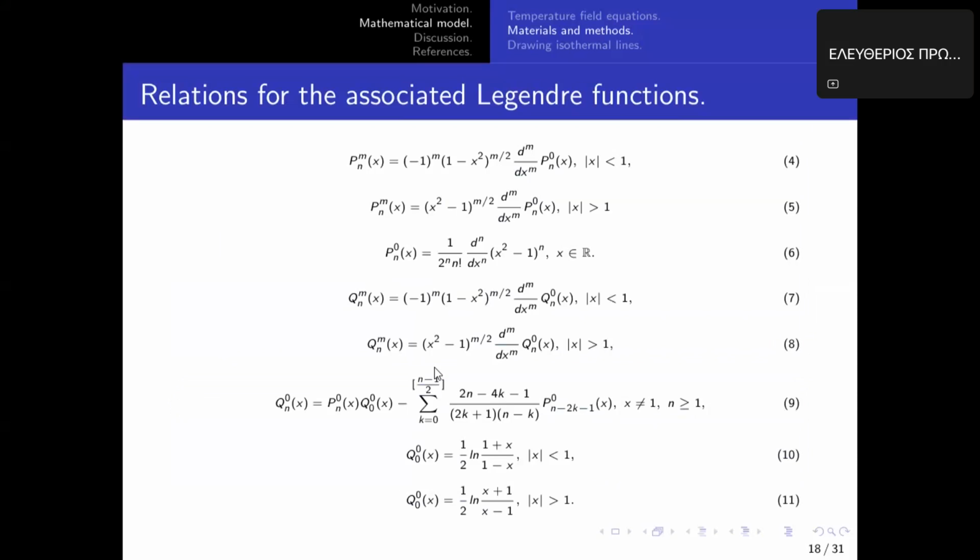These are the definitions of the associated Legendre functions of the first and the second kind, P and Q respectively. You can see that there are differences in the definitions because we have choices of the interval. In the first equation, the interval has the absolute value of x smaller than 1, and in the second, the absolute value of x is larger than 1.